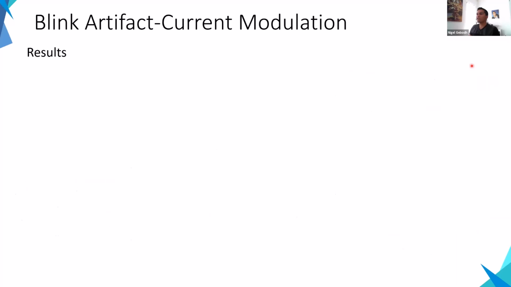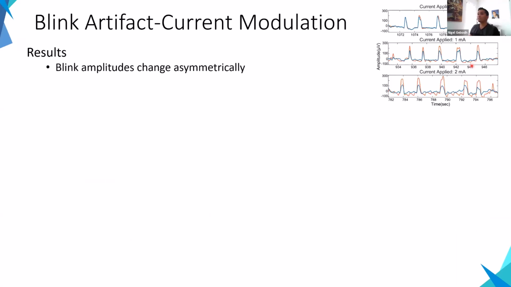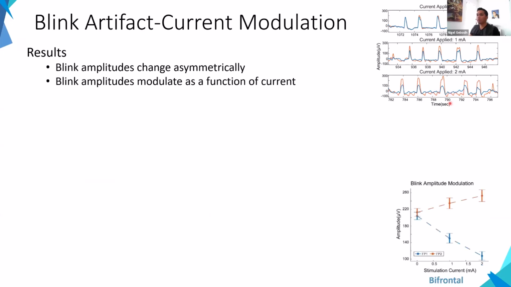So we then looked at how it changed with current intensity. And what we saw was that the blink amplitude changed asymmetrically. As you increase current from 1 to 2 milliamps, there seemed to be a divergence in the peaks of the signals. And we can also see little cardiac artifacts being introduced in the data as well. And so what this meant was that the blink amplitudes were modulated, or changed, as a function of current intensity. On one side it increased and on the other side it decreased.